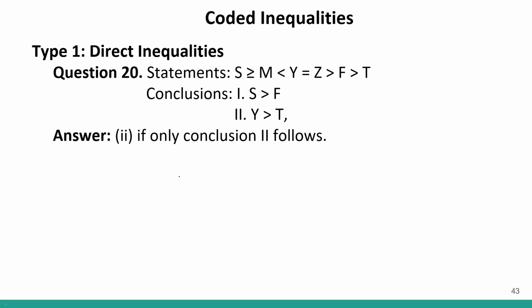So in today's lecture, we discussed type 1, that is direct inequalities. In the next lecture, we will discuss 2 types. First is coded inequalities. In coded inequalities, we basically convert them into direct inequalities and solve them. And second is missing inequalities. So we will cover these 2 in the next lecture.